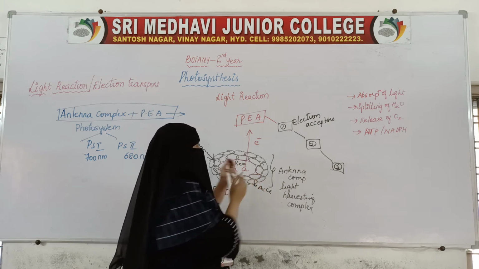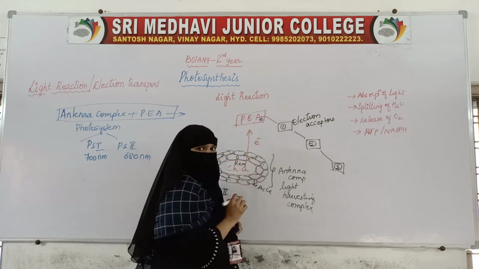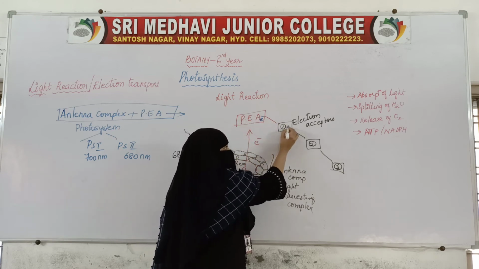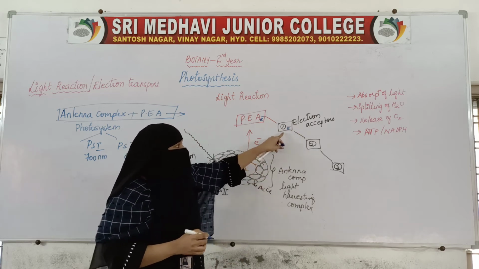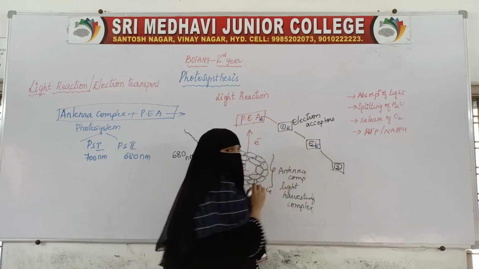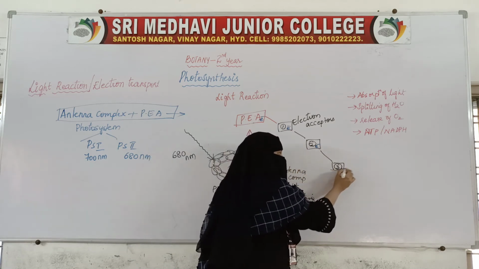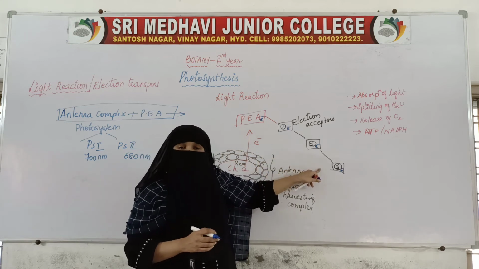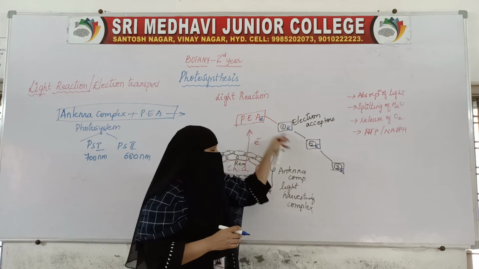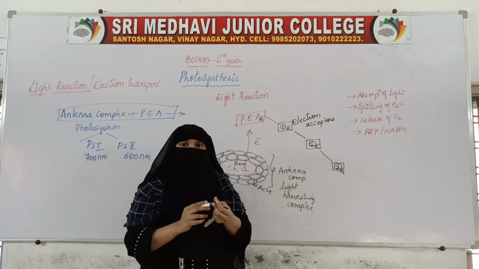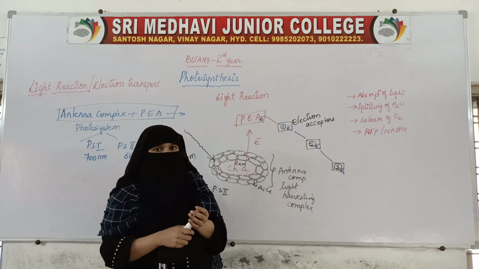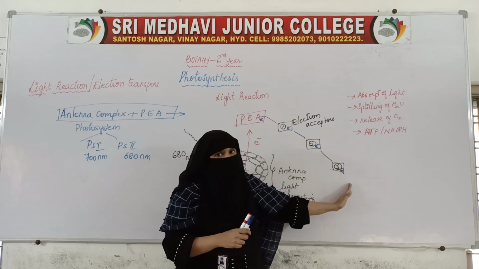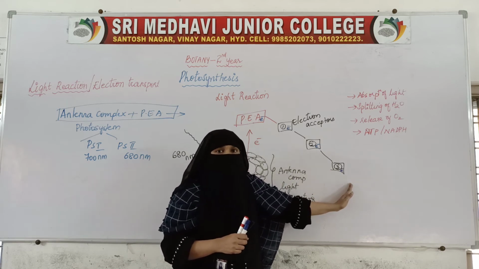For example, this is the electron which has been ejected. It is accepted by this one. Now this primary electron acceptor will pass it on to acceptor 2, acceptor 2 will pass it to acceptor 3, and acceptor 3 will pass it to acceptor 4. Like this, the electron moves through a chain of electron acceptors. This chain, in which the electron moves from one acceptor to another, is called the electron transport chain.